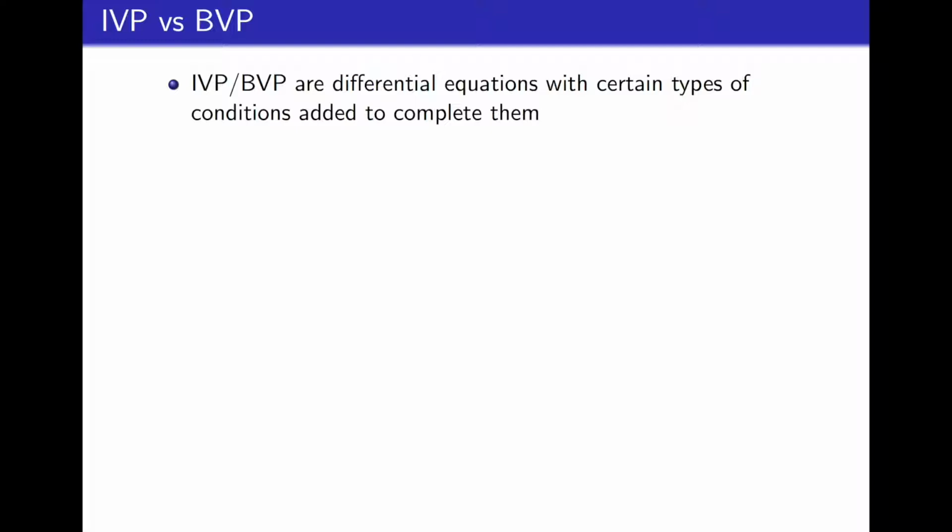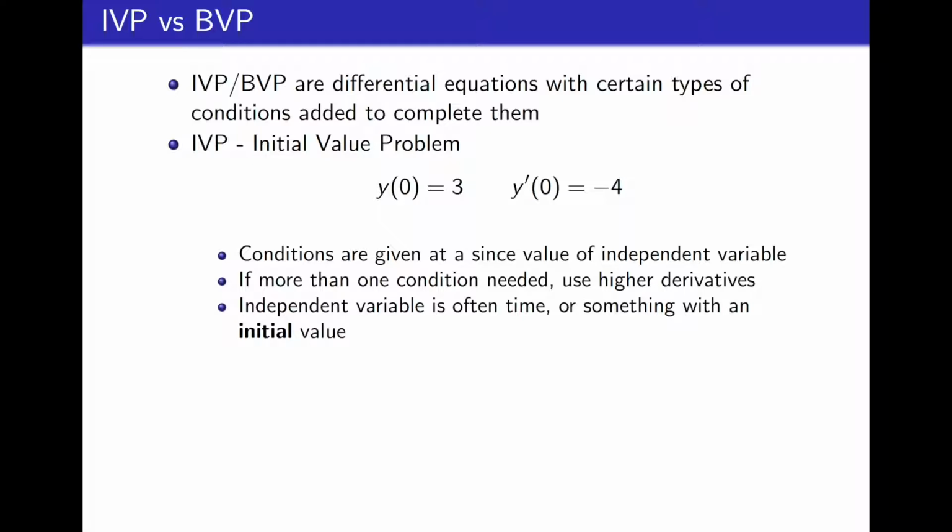First, we're going to examine the difference between an initial value problem, or an IVP, and a boundary value problem, or a BVP. Both of these define a differential equation in addition to certain conditions that are needed to obtain a unique solution. The difference between these two problem types is the form that those extra conditions take.